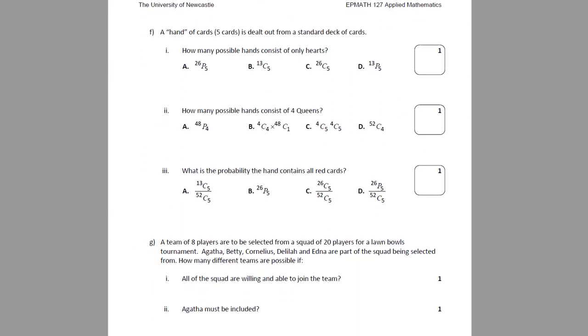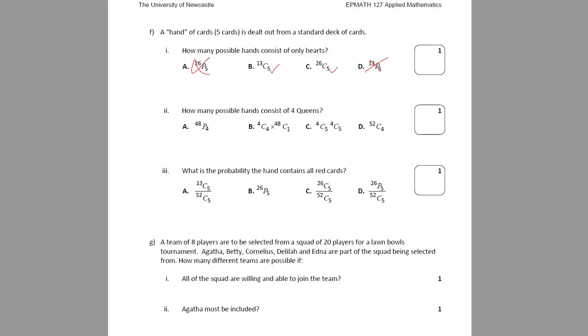All right, a hand of cards, 5 cards, is dealt out from a standard deck of cards. How many possible hands consist of only hearts? Well, firstly, does it matter what order I get dealt my cards? Is a hand different depending on what order you got them dealt in? No, not at all. A hand's a hand. You're going to rearrange them anyway. All cards are C questions. Go away P.